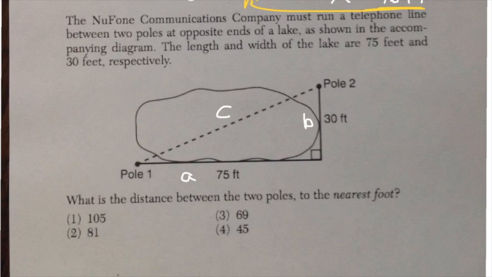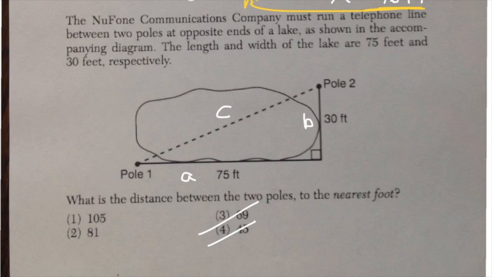Without even doing any work, you could just cancel out some of these answers, which completely would be incorrect. So we're looking for the longest side. It's the hypotenuse, so it certainly can't be those two. It has to be bigger than 75 and bigger than 30, so it couldn't be either of those two answers. So now we're down to just choice 1 and choice 2.